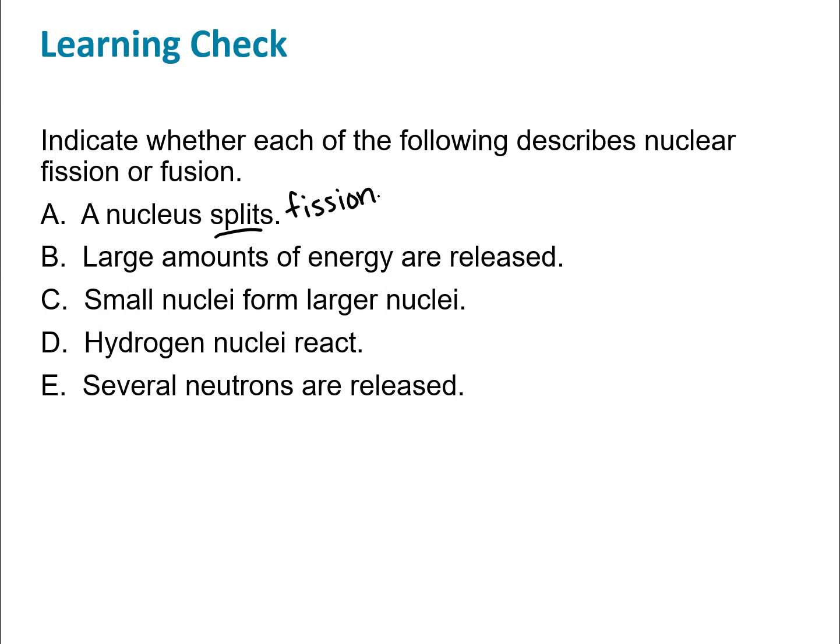Fusion, you can think of like an Asian fusion restaurant, right? You're blending things together, you're mixing things together. So that's not going to be a split. It's got to be fission. And in that reaction, you've got uranium being bombarded and then eventually splitting into two different elements and some neutrons and releasing a bunch of energy. Large amounts of energy are released. That's both.